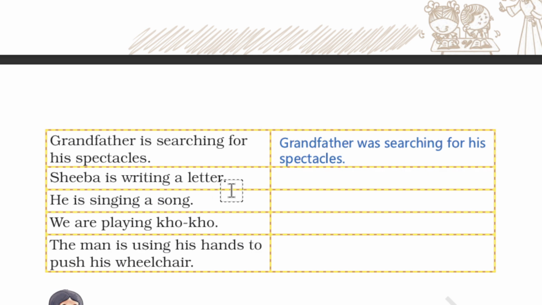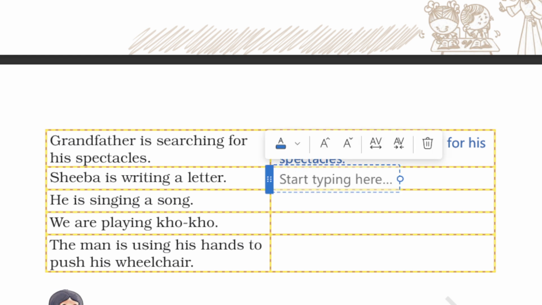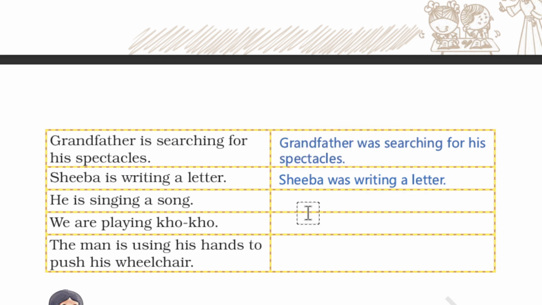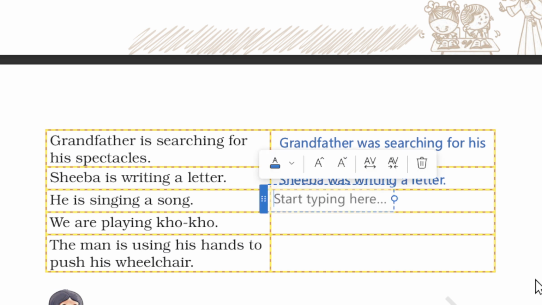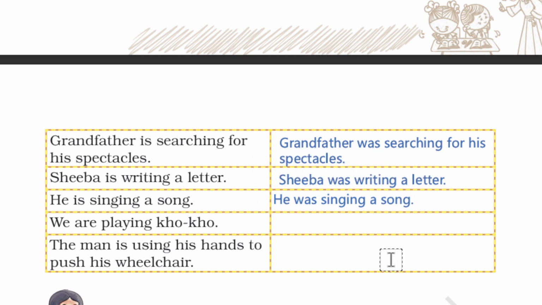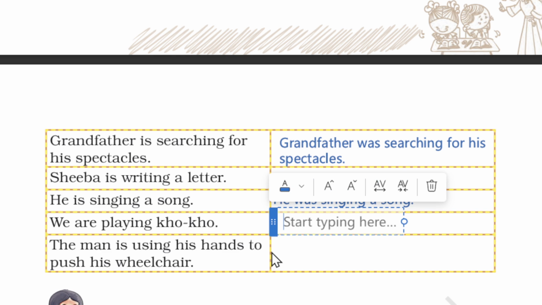Next, Sheba is writing a letter. So Sheba, single person. So was will come. Okay, Sheba was writing a letter. Next, he is singing a song. So he is only one person. So he was singing a song. Okay. Next, we are playing Coco. What will come? We were playing Coco.